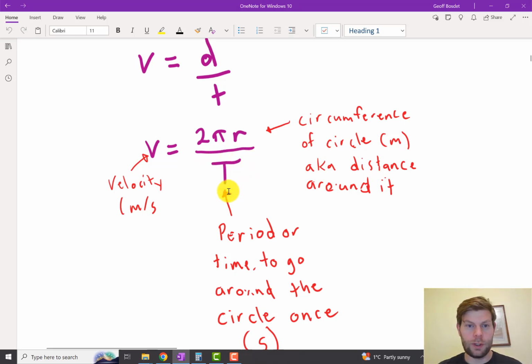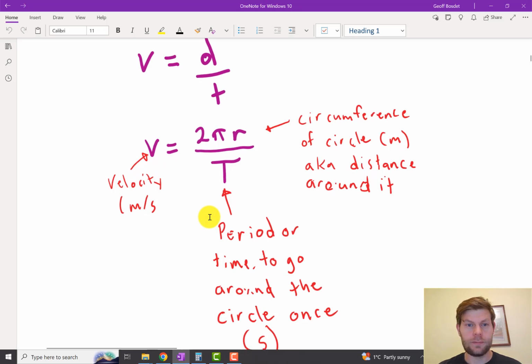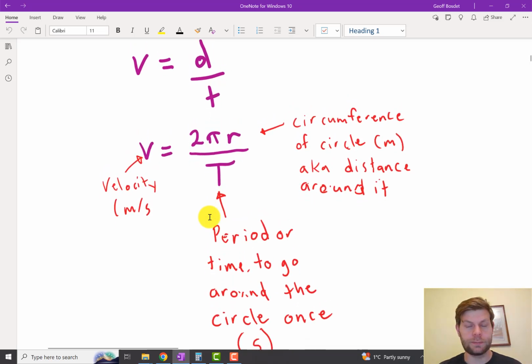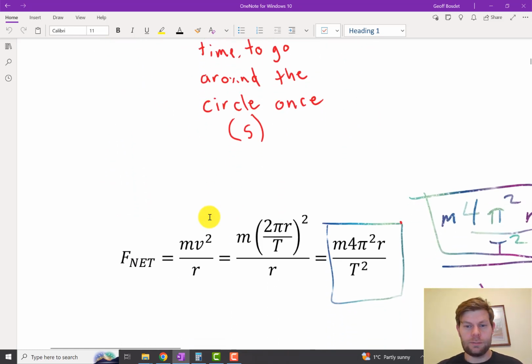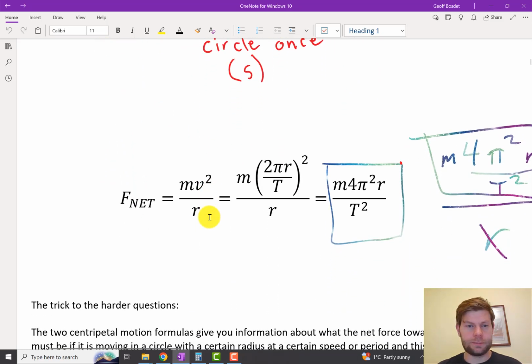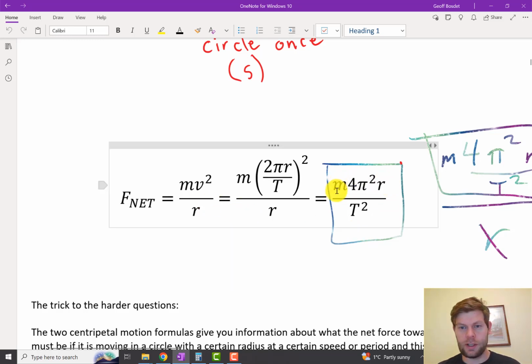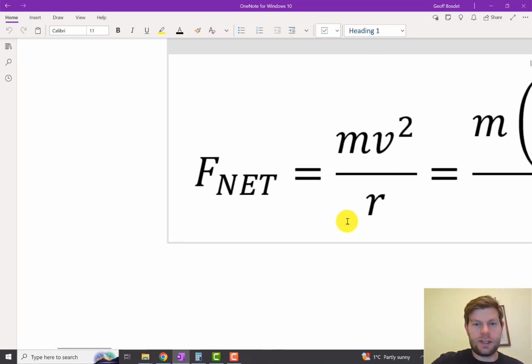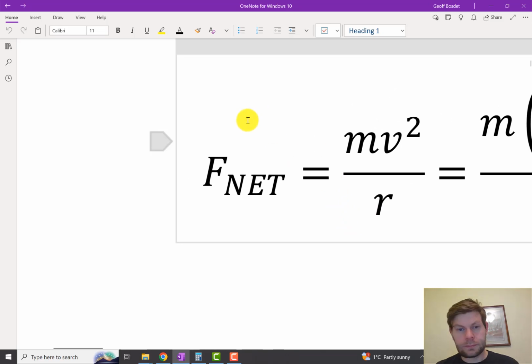Time to go around the circle once, distance around the circle. Distance divided by time is velocity. So, useful. Know this little substitution. This might look scary, but really it's not so bad. I'm just deriving this formula right here, which is a little ugly looking, but really you just have to use it. And notice how you come up with it is not so bad.